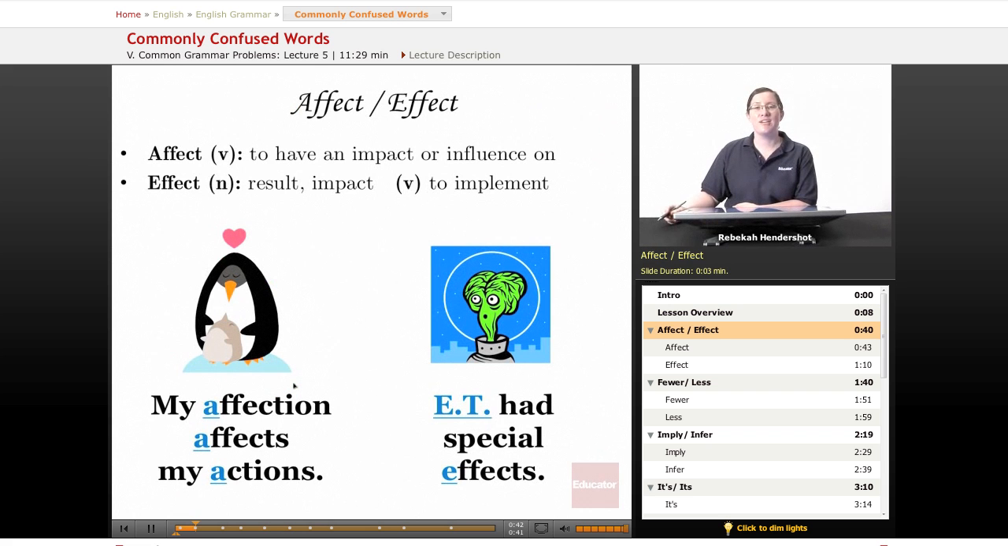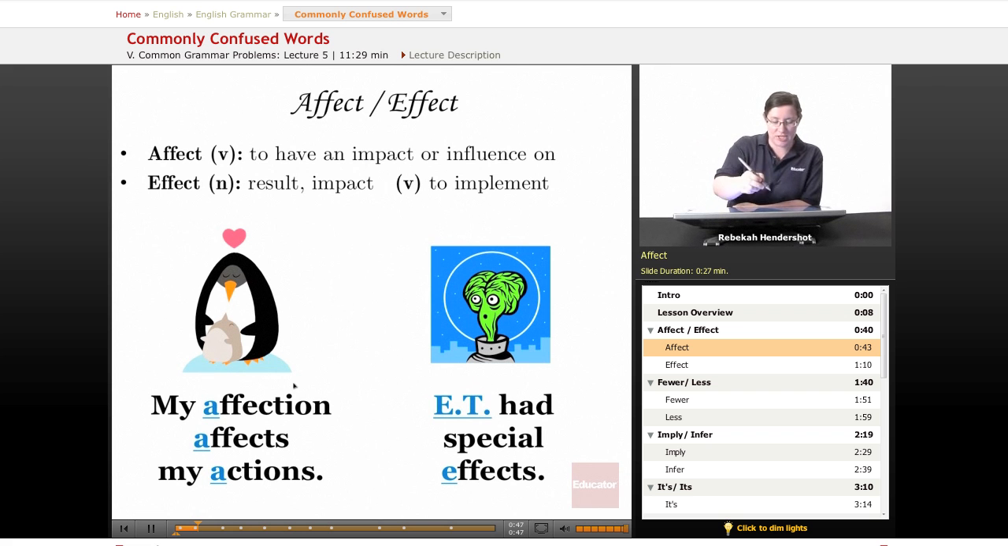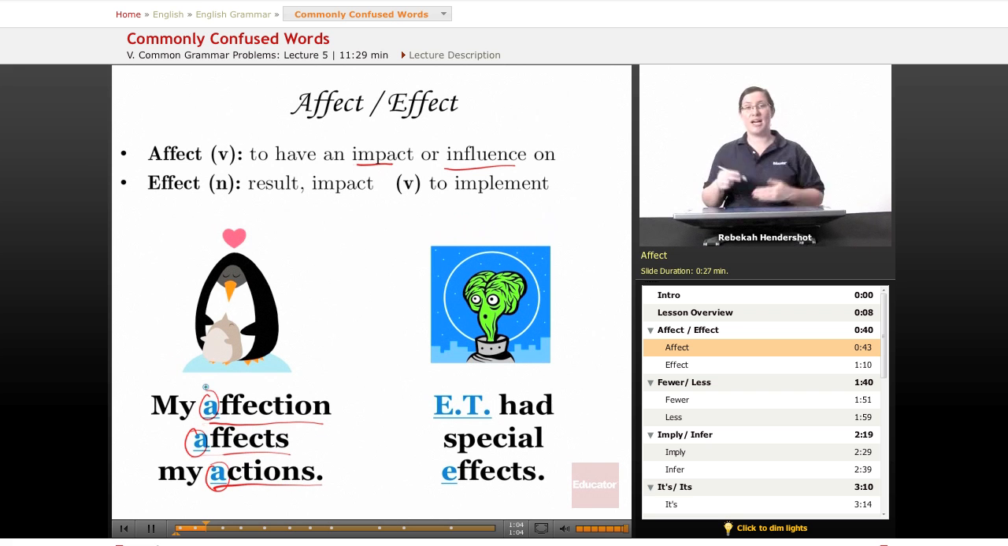All right, affect versus effect. Affect is almost always a verb. It means to have an impact or influence on. Now, the way to remember affect is it starts with A. Affect is an action. My affection, which is in fact where we get the word affection, affects my actions. Look at those A's. When you're trying to remember how to use affect, remember that it is an action. I affect the world around me.